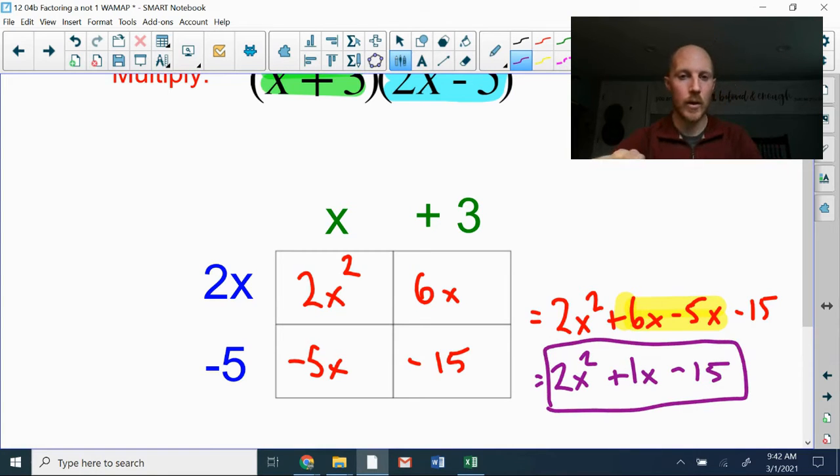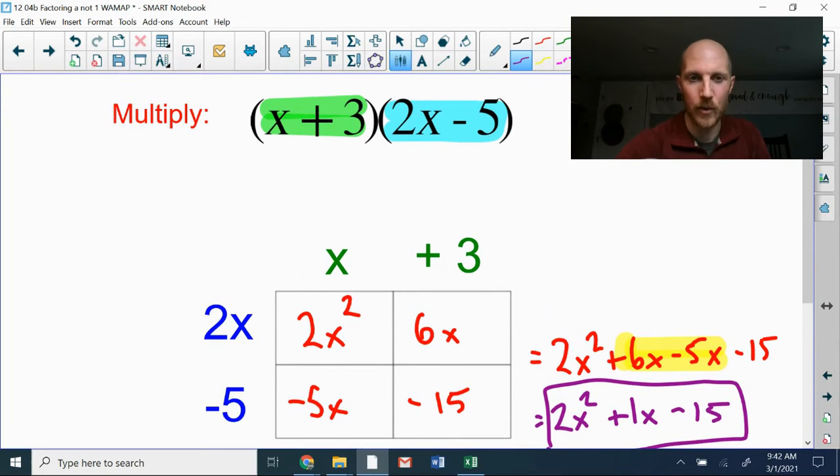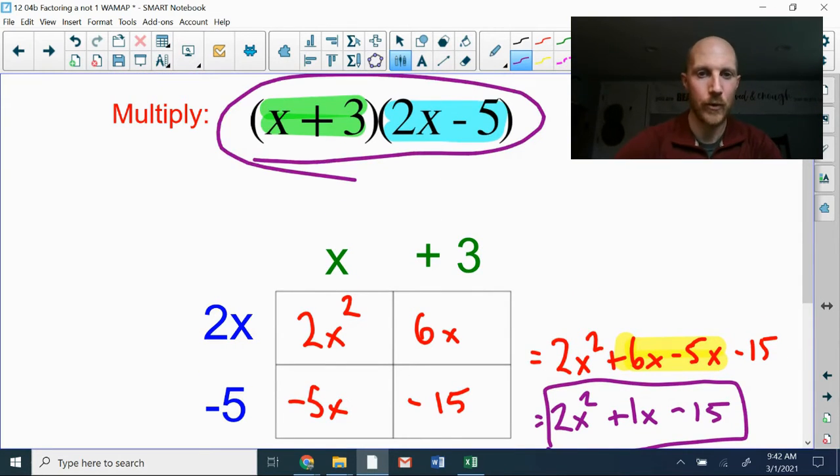Okay, so in factoring, we're going to reverse this process. So we're going to start with something like this purple answer we ended up at the bottom. This is a trinomial. Leading coefficient is not 1. So we're going to reverse this process to end up with 2 factors, like what this problem began from.